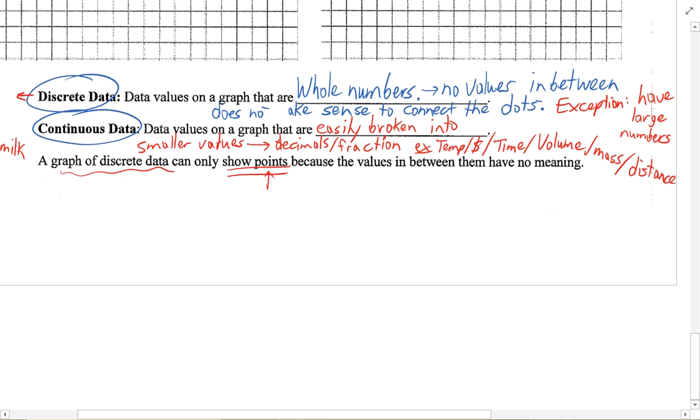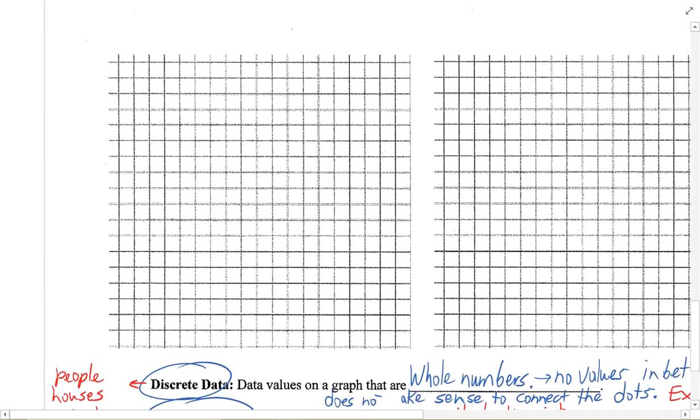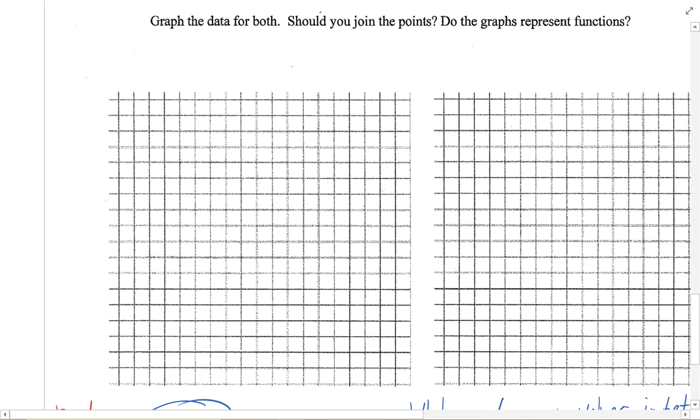All right? So let's have a look here. This will be Josh's graph. So Josh, since he's got bees, he will have discrete data. So should you join the points? Nope. It will be points only because discrete data.